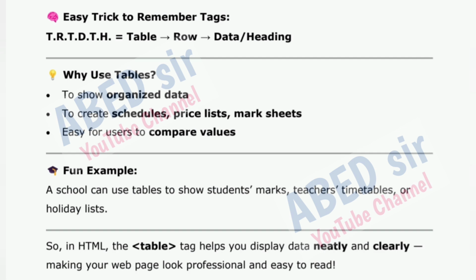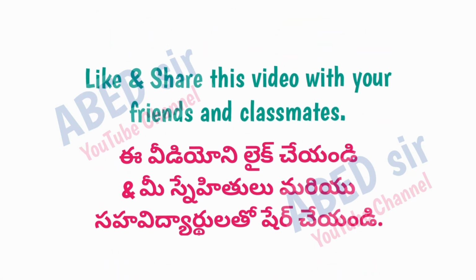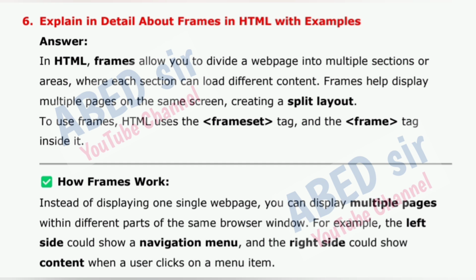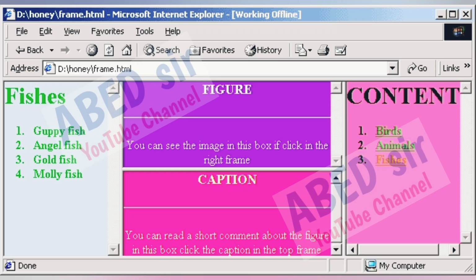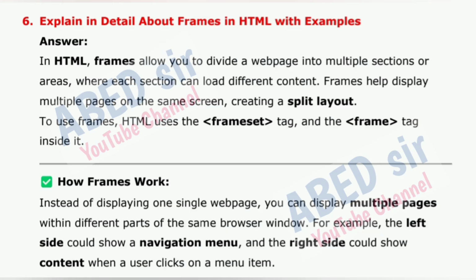Next important long question is 6. Explain in detail about frames in HTML with examples. Answer. In HTML, frames allow you to divide a web page into multiple sections or areas where each section can load different content. Frames help display multiple pages on the same screen, creating a split layout. To use frames, HTML uses the frameset tag and the frame tag inside it.